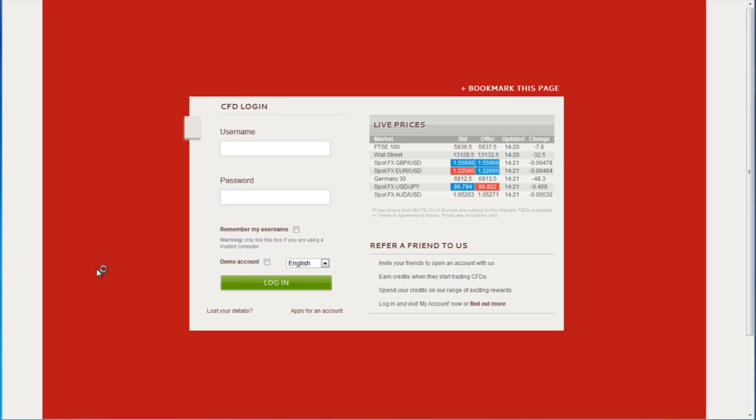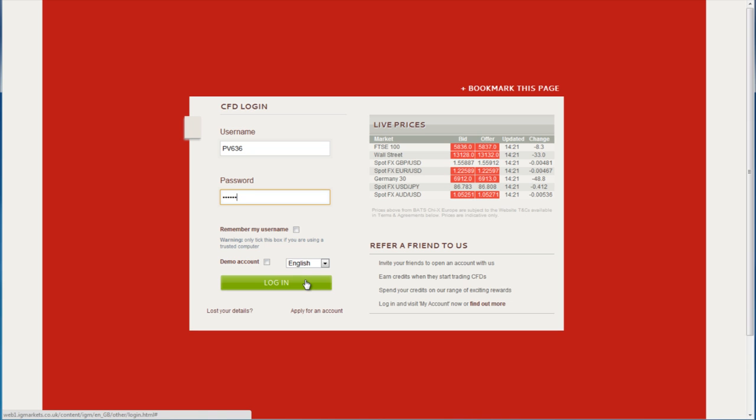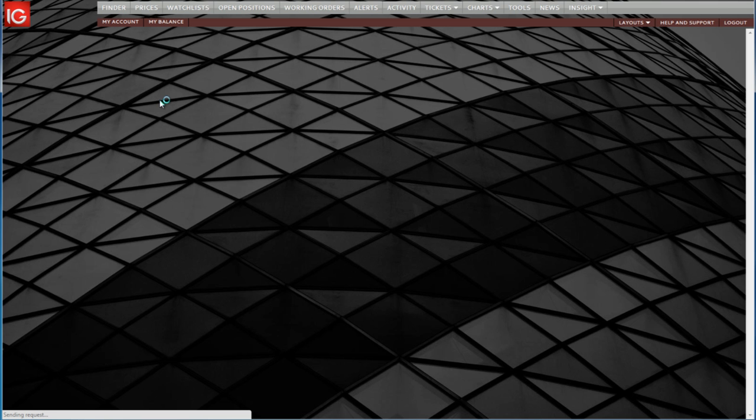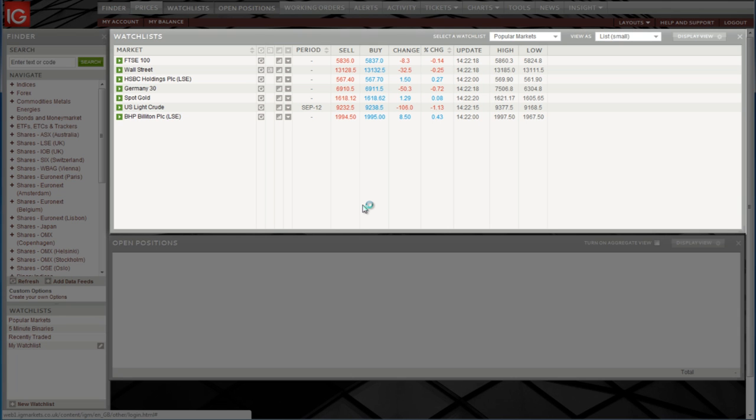The trading platform runs in your internet browser, so to log on, go to the IG website and enter your username and password after clicking login. There are some default watch lists already in place, including popular markets that cover some of the more common markets.